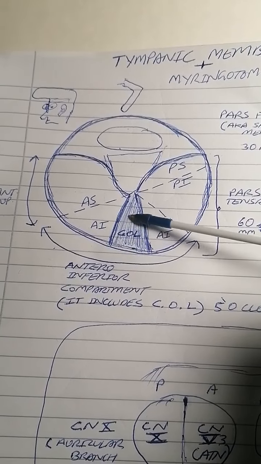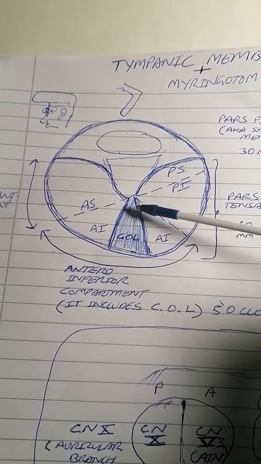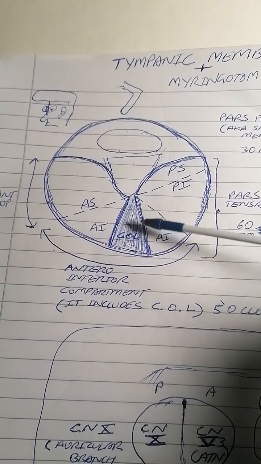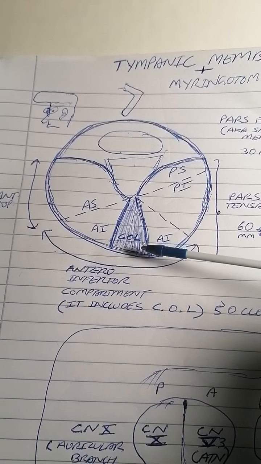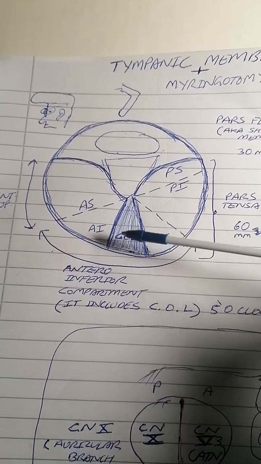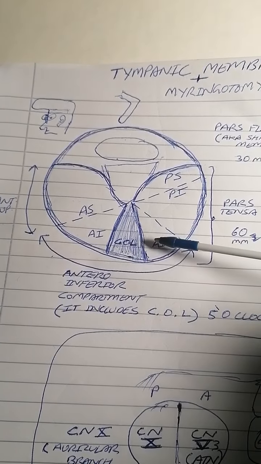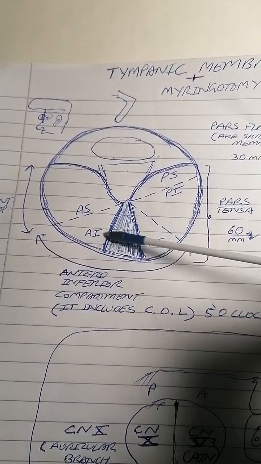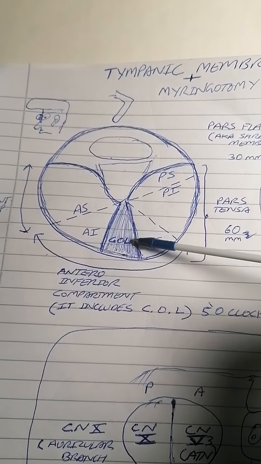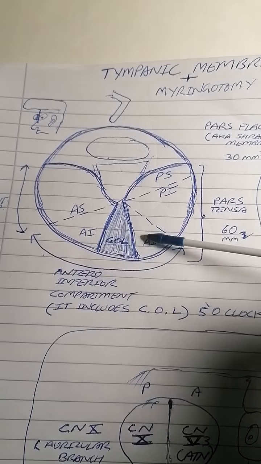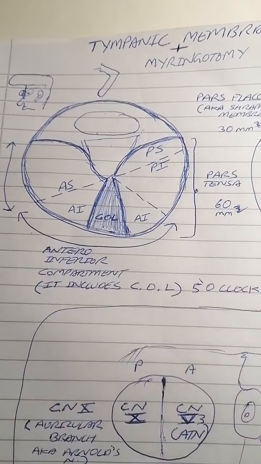Now what is this cone of light? While you look at the tympanic membrane through the otoscope, you can see a brightened area. This is known as the cone of light, which is present in the anterior inferior compartment of the pars tensa itself. So it is in the anterior inferior compartment.